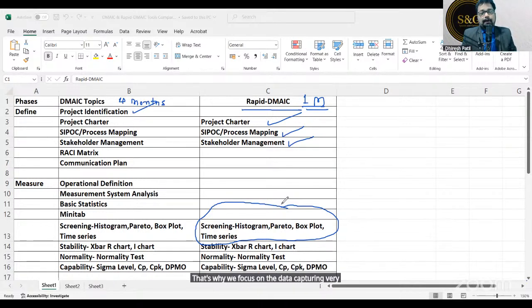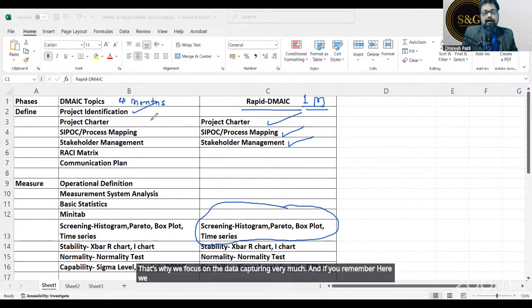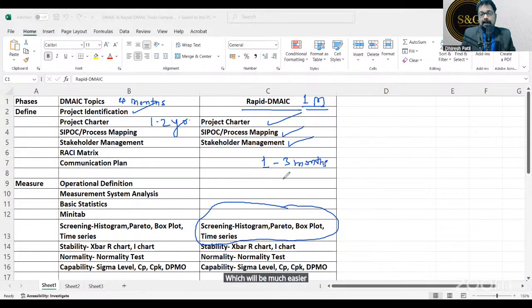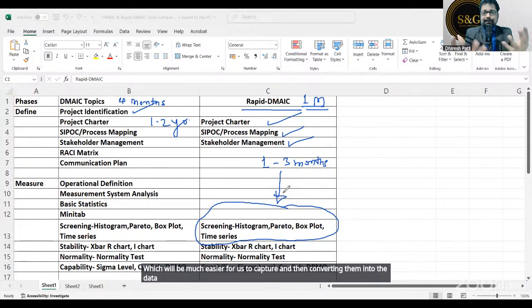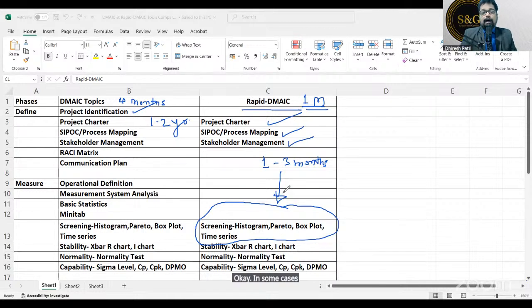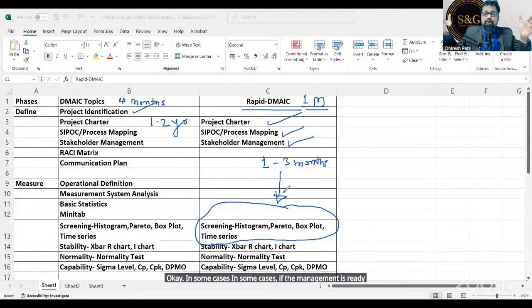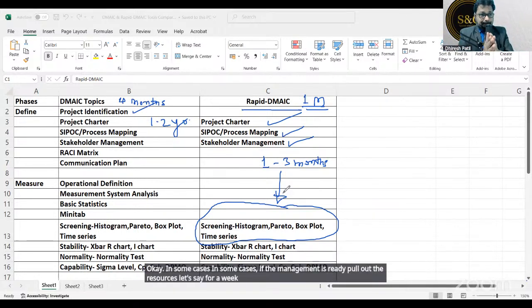And if you remember, here we talk about 1 to 2 years of data. But here, even if we have 1 to 3 months of data, which will be much easier for us to capture, then converting it into the data analysis part is very easy with the help of Minitab. That's what we do in the rapid DMAIC model. Okay. In some cases, if the management is ready to pull out the resources, let's say for a week, now listen to me very carefully.